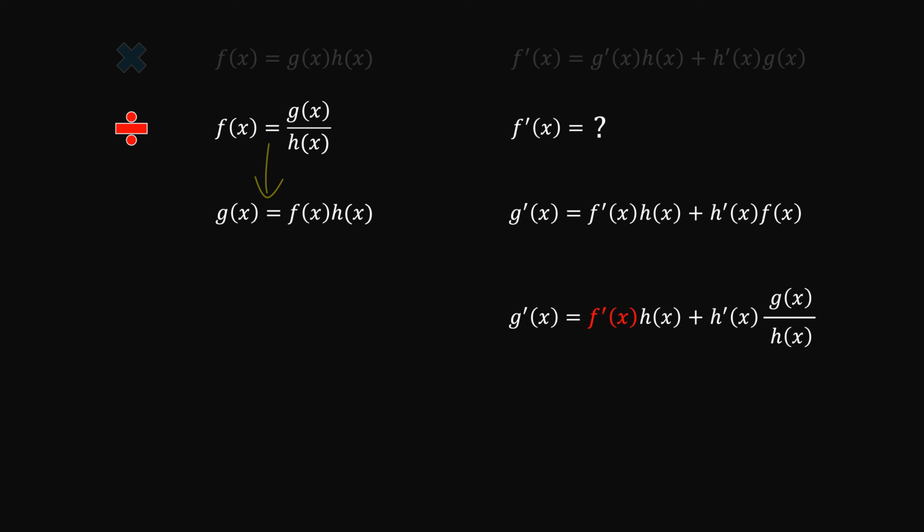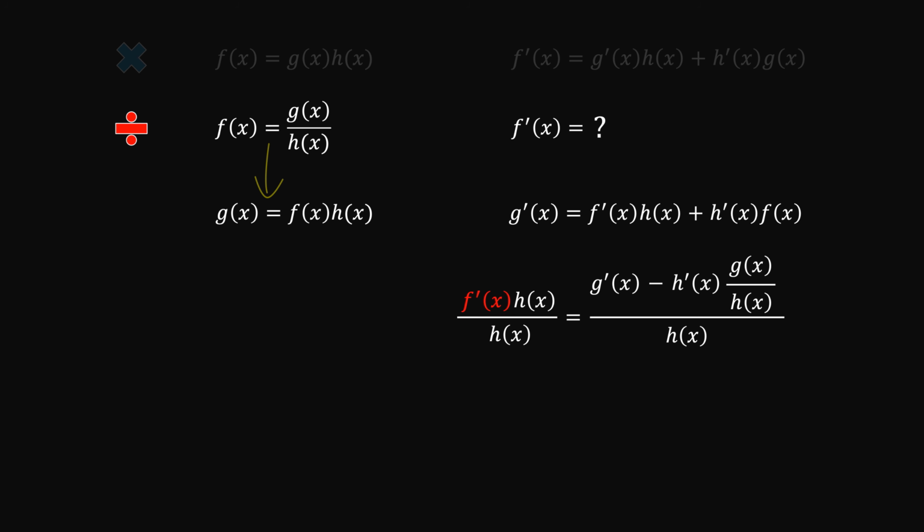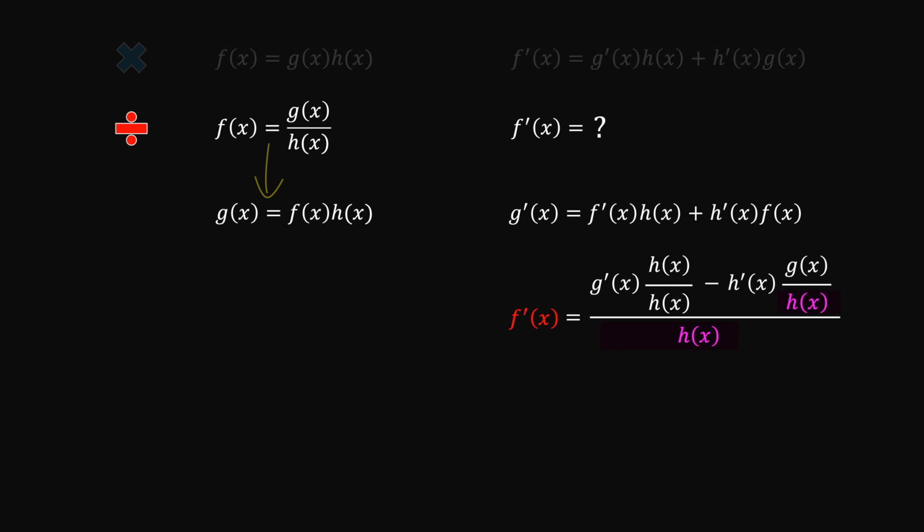Now, f prime is what we want to get, so we move this term to the left, then divide over h(x). We can combine these two if we multiply g prime by h(x) over h(x). It's the mixture divided over h(x), with the h(x) below. Now we have this mix divided over h(x) squared.